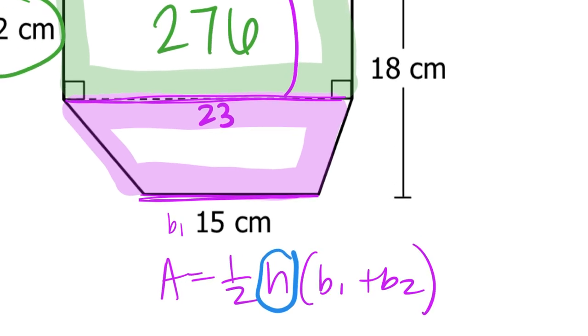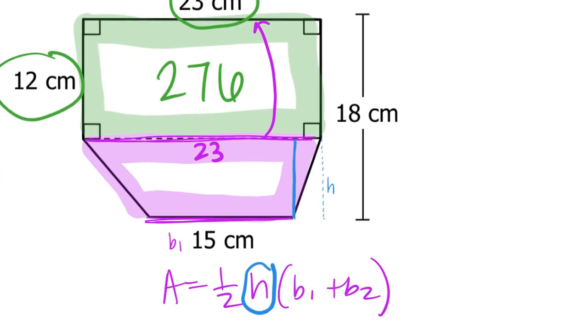Remember, the height is the perpendicular distance to the bases. So this little blue line right here. You can also think of it as being out here, right? So this is the height. Now we know that this whole entire length is 18. And then we also know that this side over here is 12, which means this piece here is also 12. So the height has to be the difference between 18 and 12. So the height here would have to be 6.